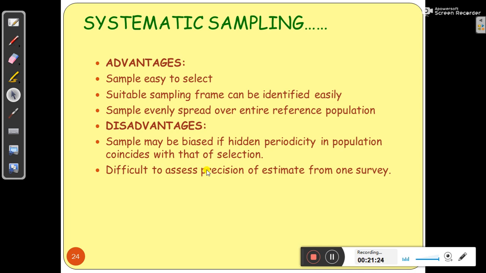There might be a coincidence with the hidden periodicity in the population, so the sample may be biased. In that case, it is difficult to assess the precision of the estimate from one survey. So in this type of sampling, like systematic sampling, it is difficult to assess the precision of your estimation from only one survey.